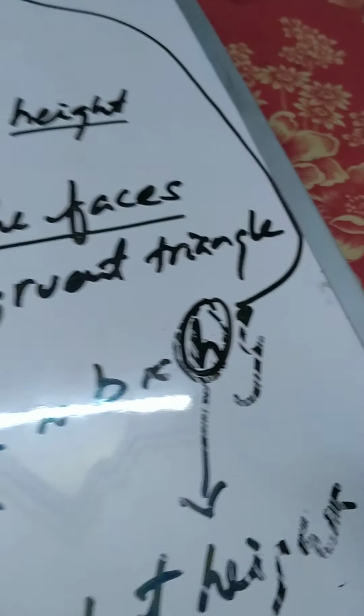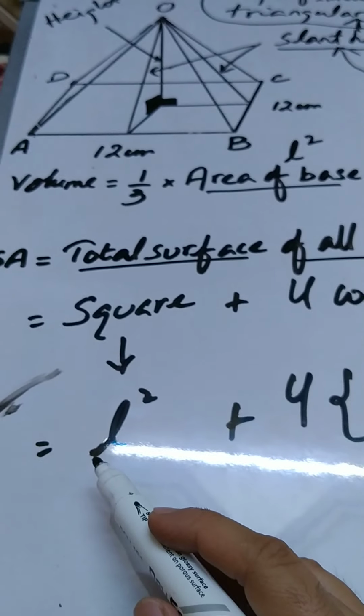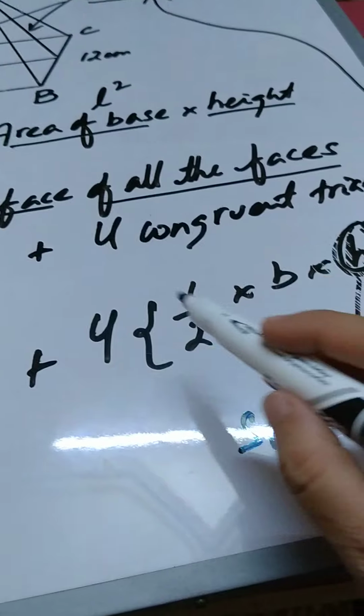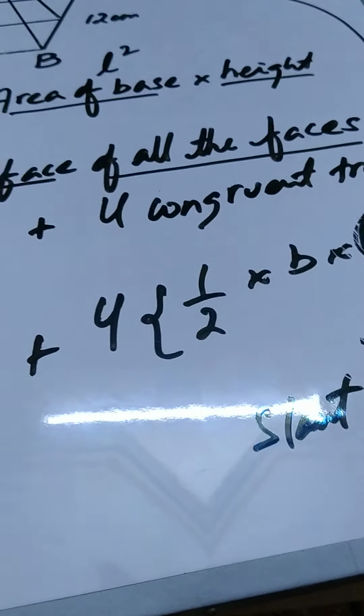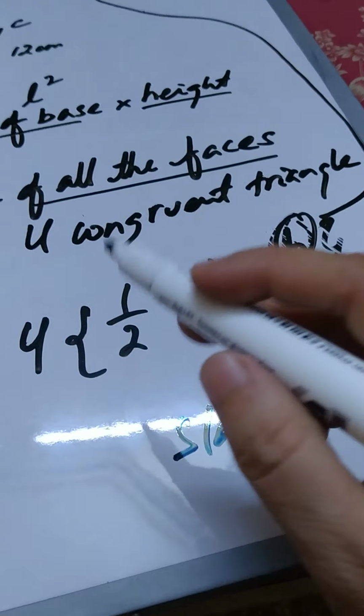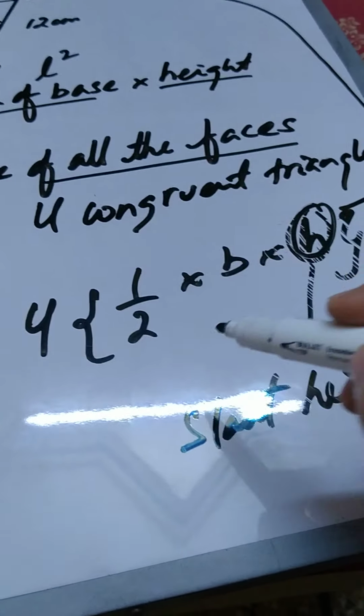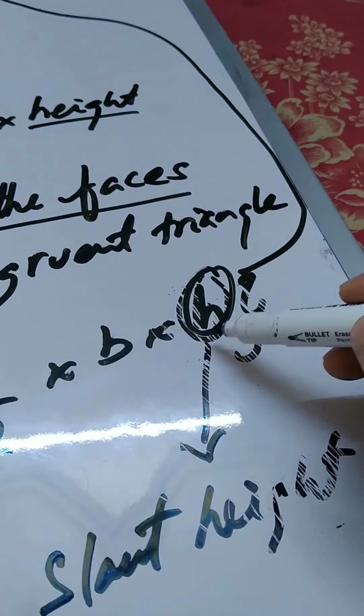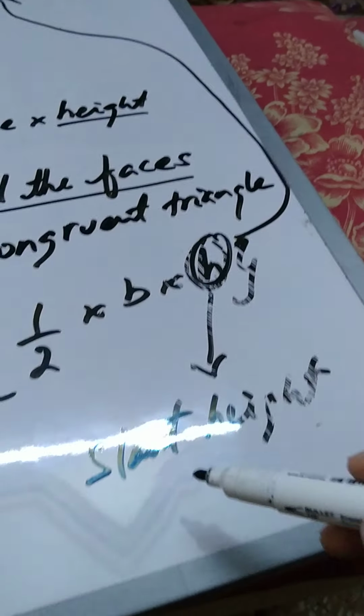Total surface area: L squared, because that is the area of the polygonal square, plus four triangles. Why four? Because all the triangles are congruent, so their areas must be the same. So why calculate each of them separately? Calculate one area and multiply by 4. So half into base into height. This is very important. This height of the triangle is the slant height of the pyramid.